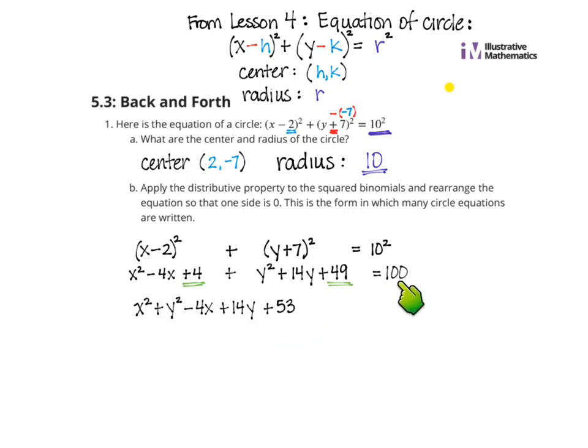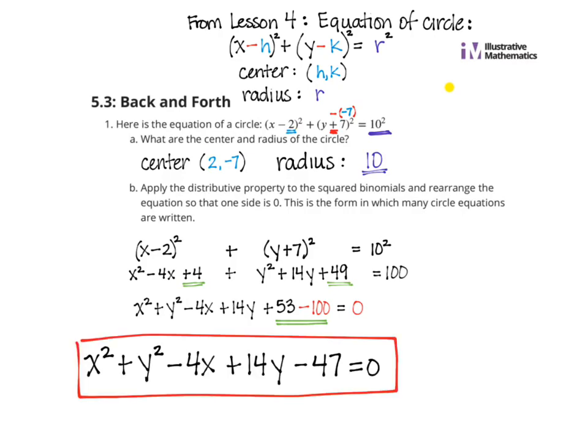And lastly, we're going to subtract this 100 from both sides of the equation. So we'll have -100 equals 0. Our very last step is to collect these two terms together, the 53 and the -100. And we have our general form of a circle. Okay, so that's what this is, a general form of a circle.